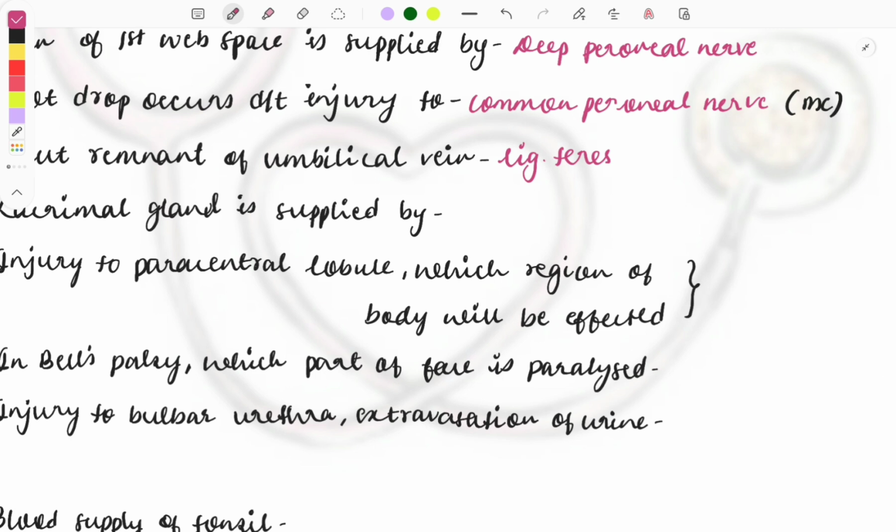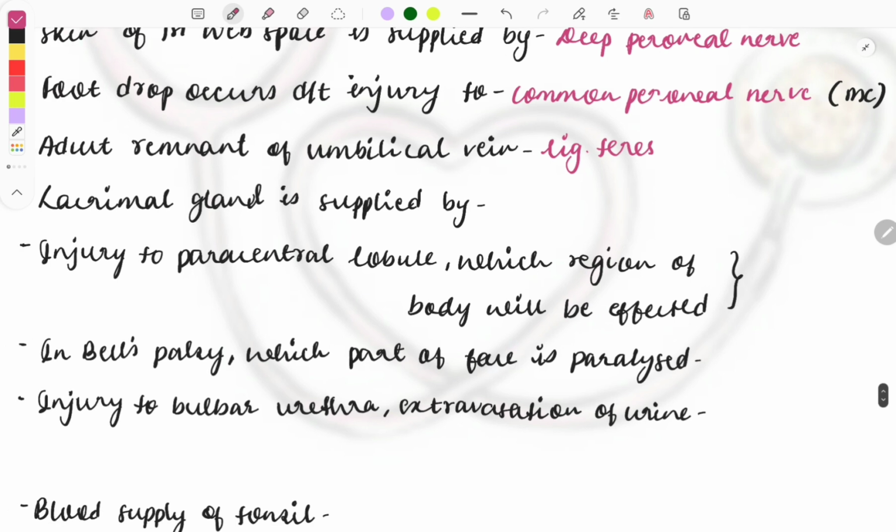It will cause leakage of fecal matter. Then the urachus. Then the persistent pharyngeal arches, which can also cause a cyst. So this embryology part is also important, and you can note down that one question will be asked, short, from embryology. So from embryology, cover all the important things.